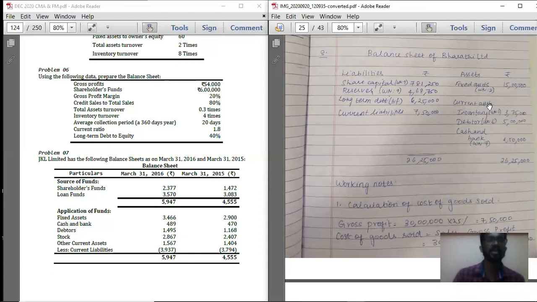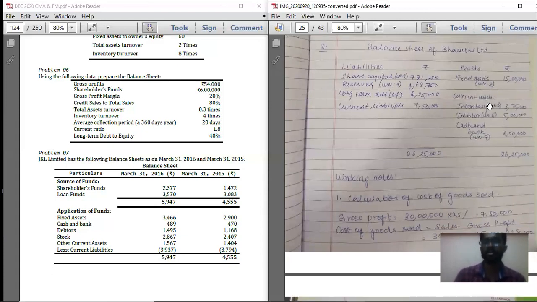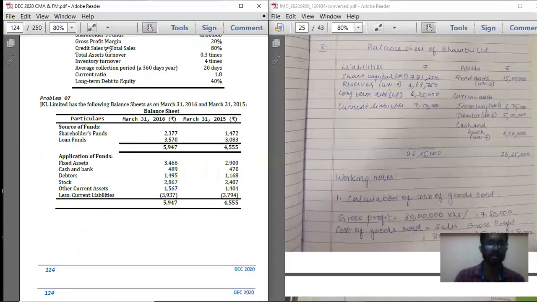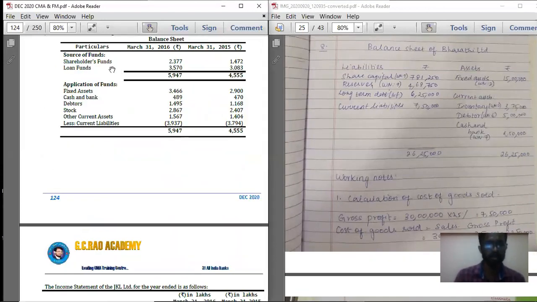So with this we have completed problem number 6. We have found the balance sheet. So moving on to the next question, that is problem number 8.